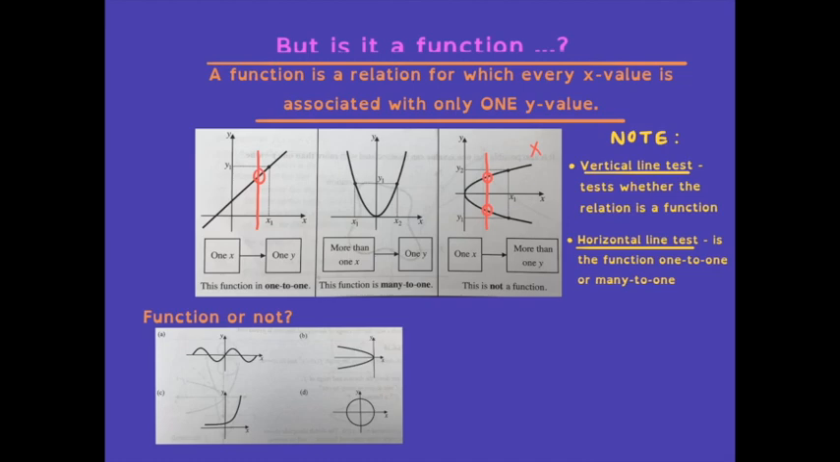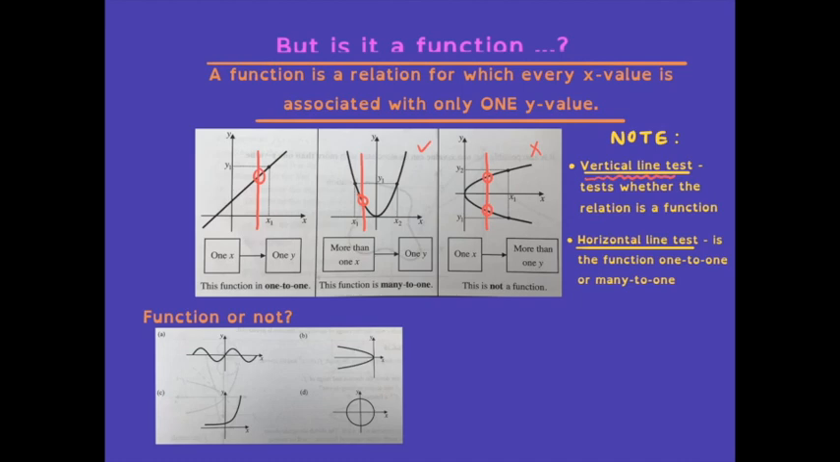We can test this with our parabola as well. The vertical line is only cut once by the relation, by the graph, so therefore I'm happy that is a function. So the vertical line test is what we use to determine whether a graph, a relation, is a function.